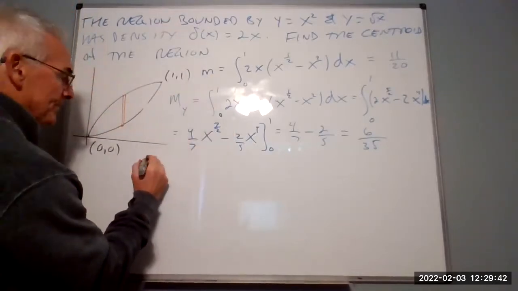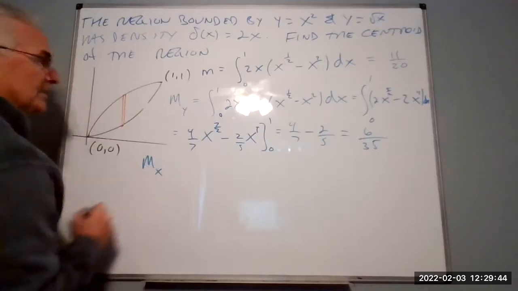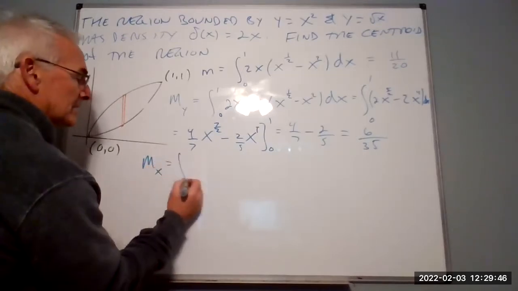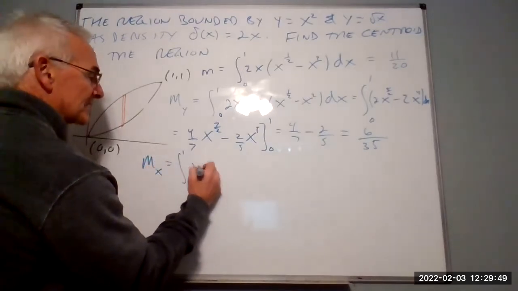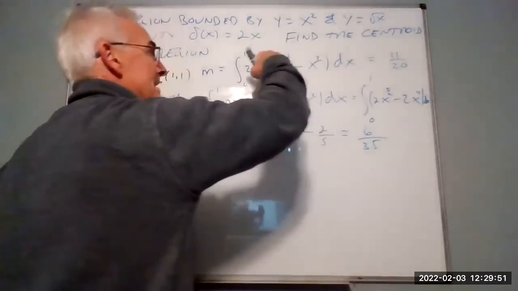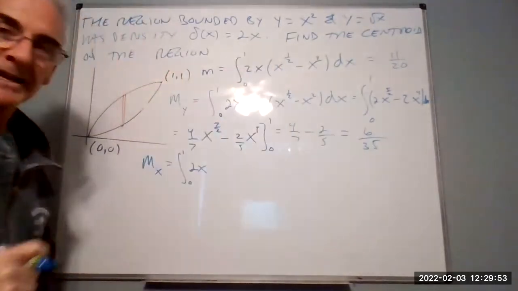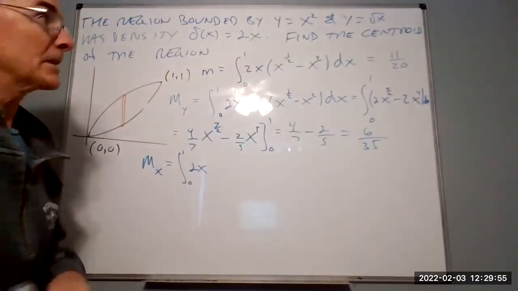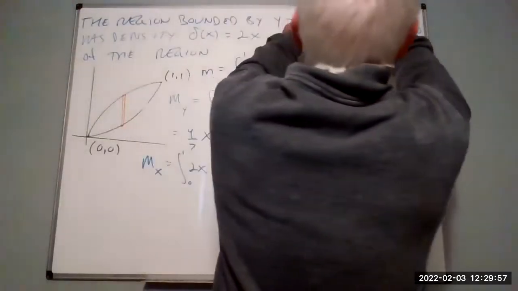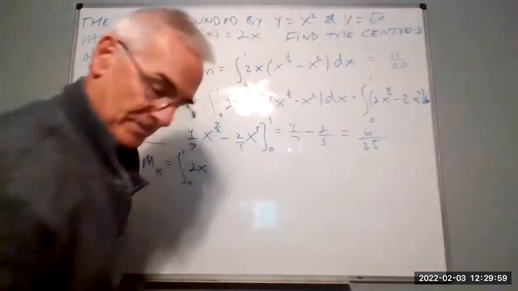Now, lastly, the moment related to the x-axis, it's exactly the same thing, but now I put a y in there. But I can't put a y. So what does y become? y becomes the average of these two functions.